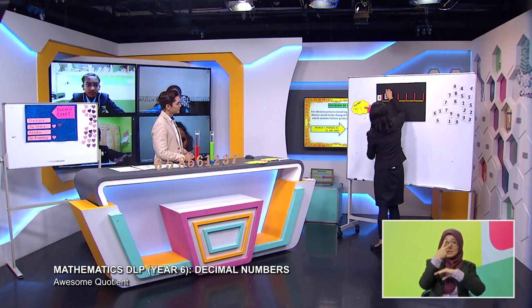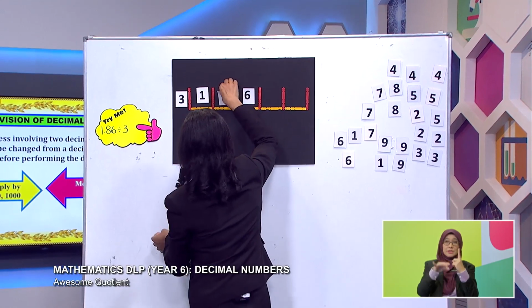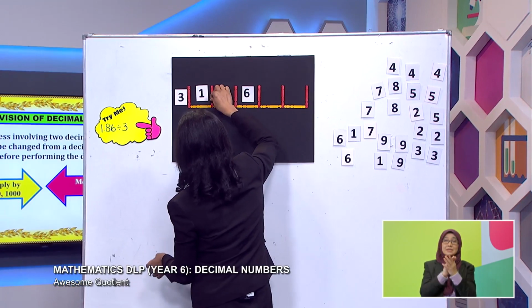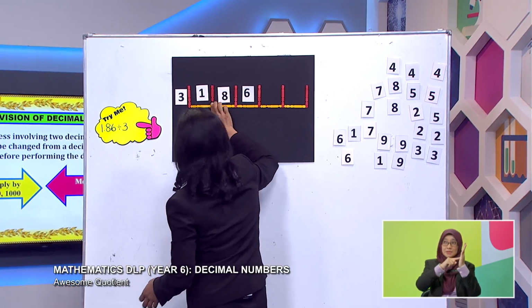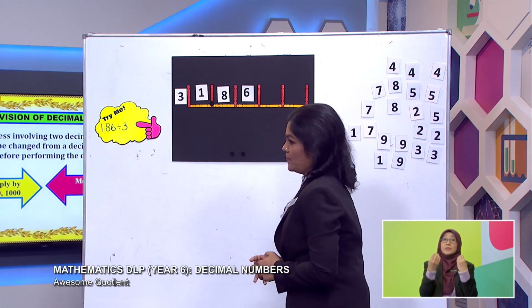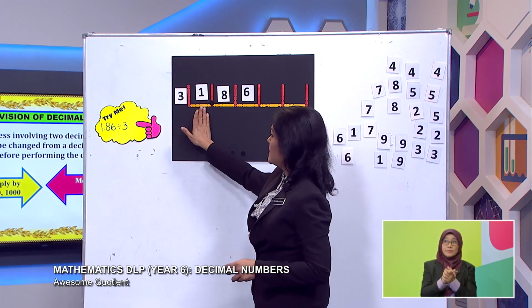We place the 1 here, we place the 6, and we have also 8. And where's the decimal? The decimal is after the 1, right? So we put the decimal here. This is a 2 decimal places number. Now, how to divide this one? We start from the first box. Is there 1 in 3 times?